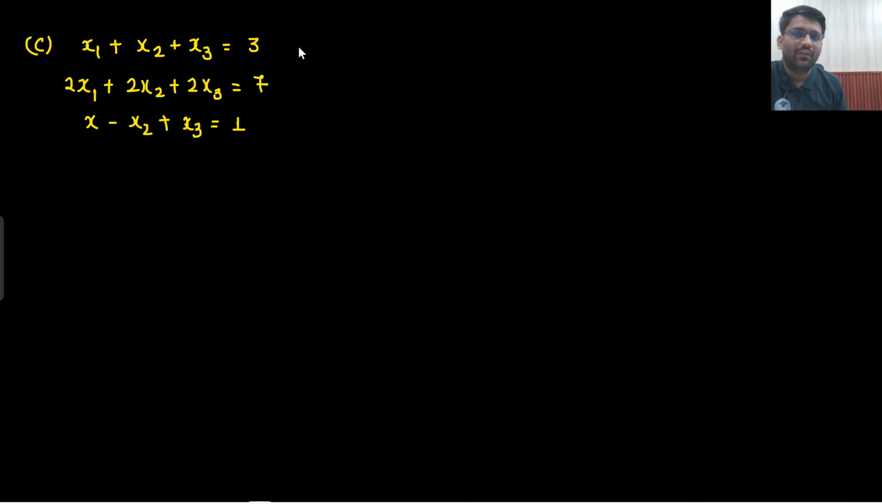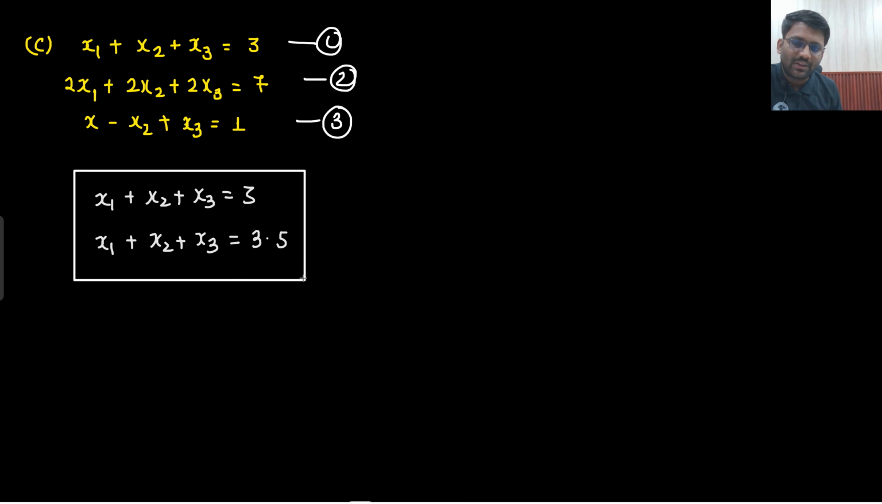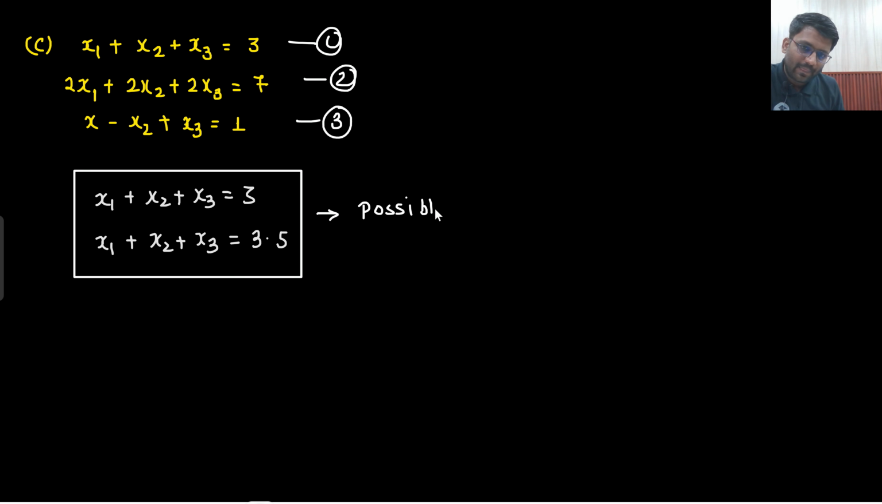Solve these 3 equations in X1, X2 and X3. I don't need to solve it much. What I can sense is that my first equation is X1 plus X2 plus X3 equals 3. And in the second equation, if I take 2 common, what will I get? X1 plus X2 plus X3 equals 7 divided by 2, what would that be? 3.5. Is it possible? One equation is saying that X1 plus X2 plus X3 should be equal to 3. The other equation is saying that X1 plus X2 plus X3 should be equal to 3.5. Is it possible? No, right?